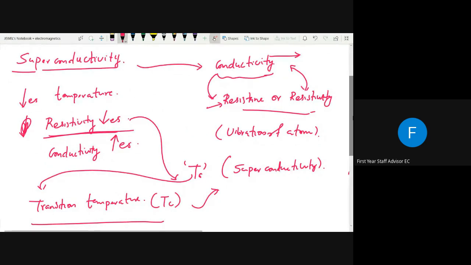Conductivity means flow of electrons, flow of surface electrons through a material. Okay, then what is resistivity?